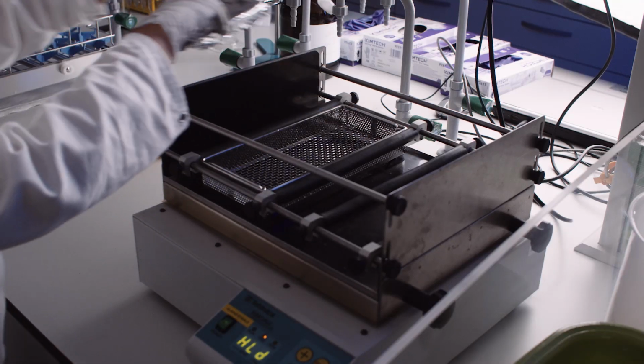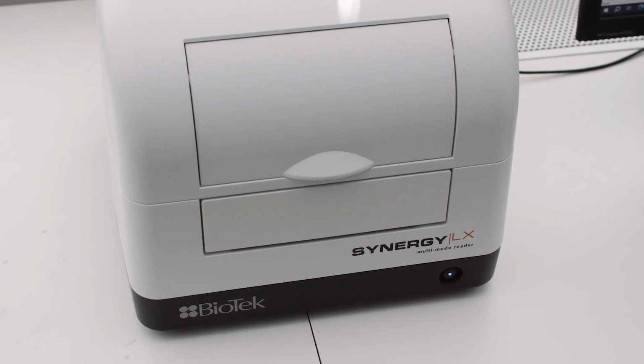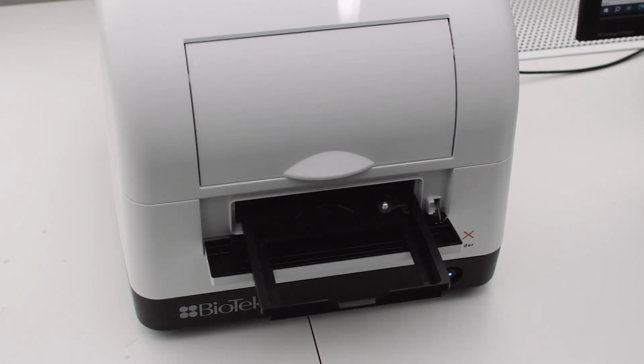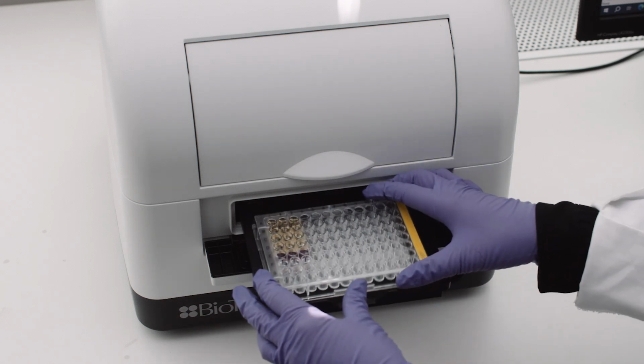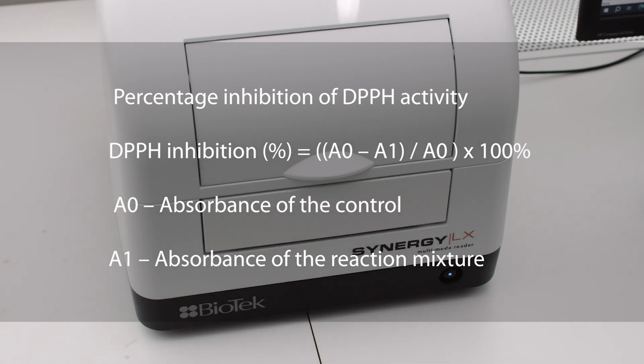After incubation, we will measure the absorbance of samples at 517 nanometers. Carefully insert the plate into the automatic reader and measure the absorbance. Review the results and use the equation on the screen to determine the extract with the highest DPPH inhibition, with which we will continue the practical work.